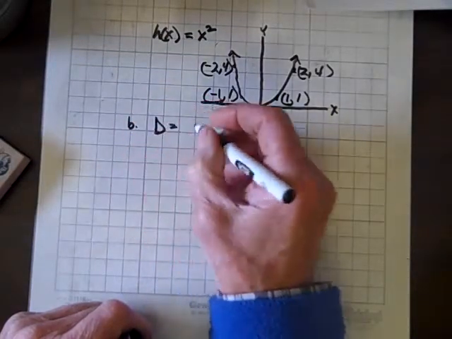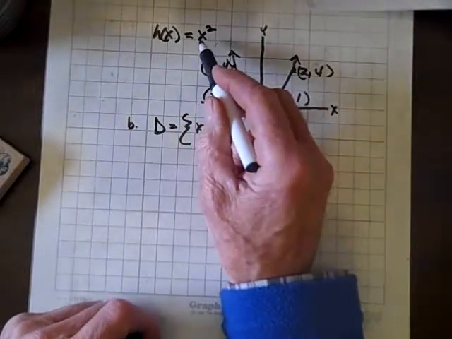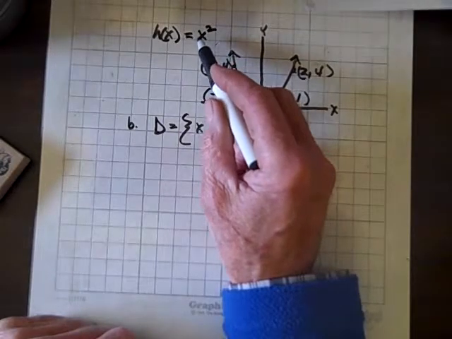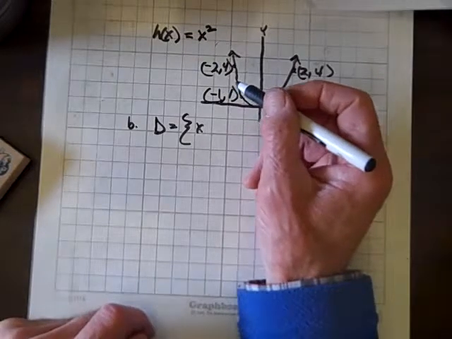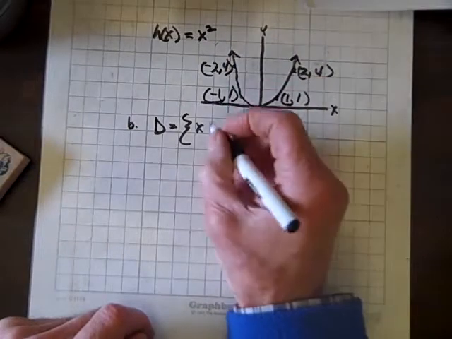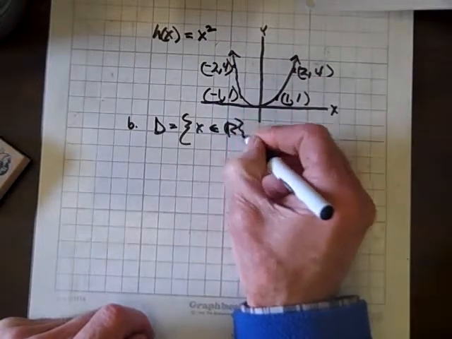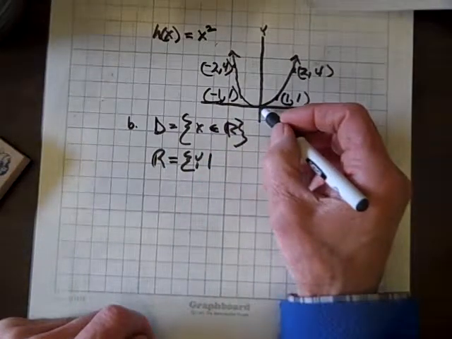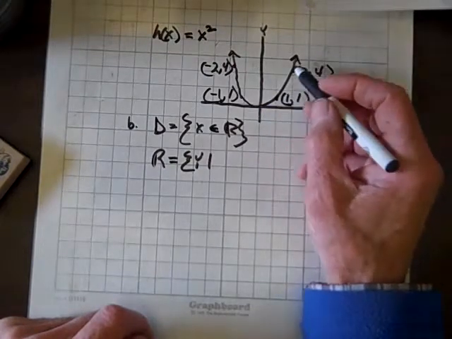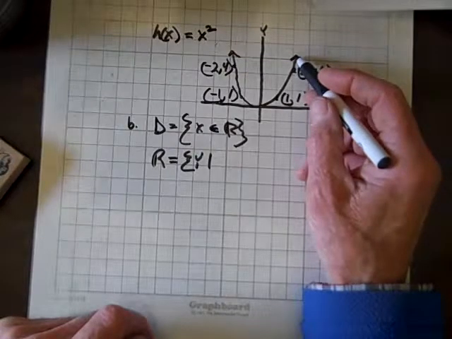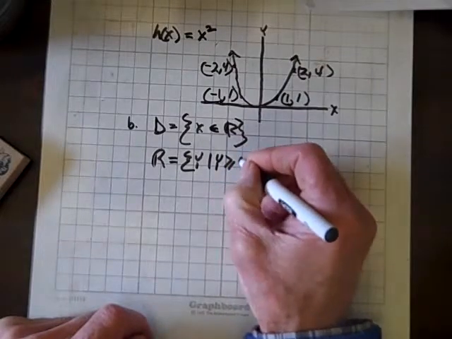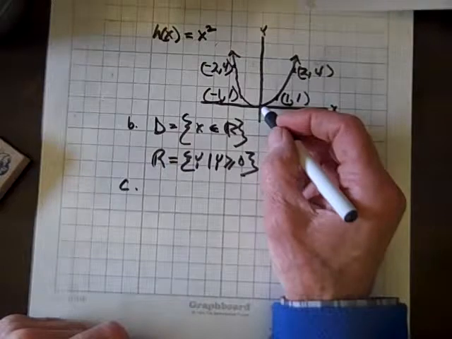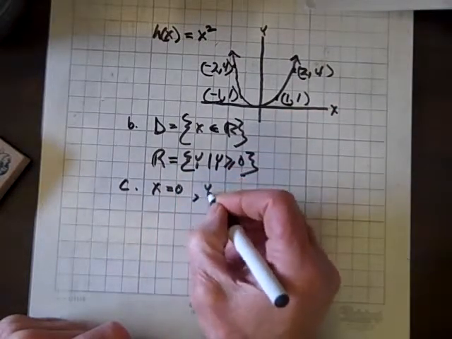The domain equals x, and now there's no possibility of division by 0 since there is no variable in the denominator. Also, there's no possibility of taking an even root of a negative number, so the domain is all reals, or x element of the reals. The range equals the set y such that, and the minimum y value is 0, and this function will take on all y values greater than 0, so y is greater than or equal to 0, and that's the range. The intercepts. Well, the x-intercept is at 0, and the y-intercept is at 0.